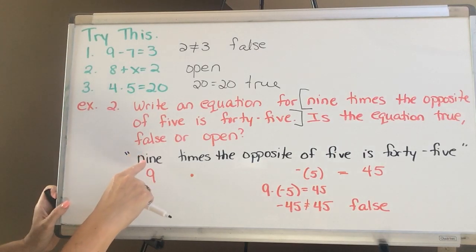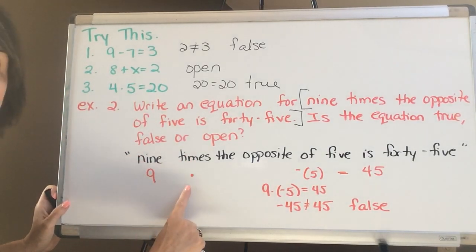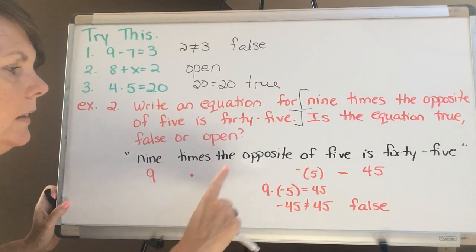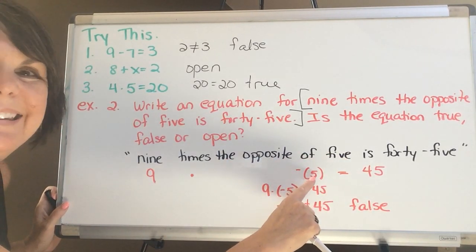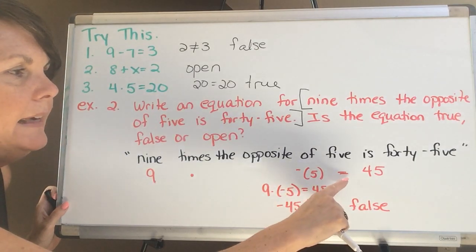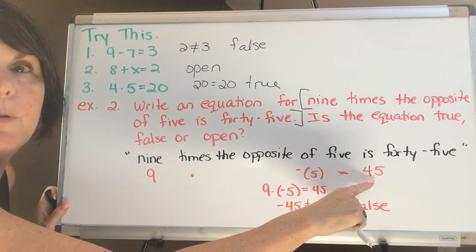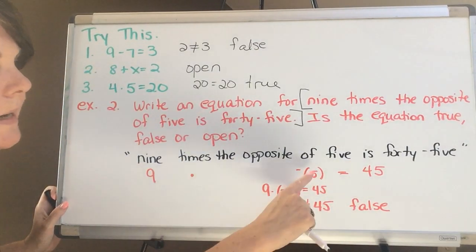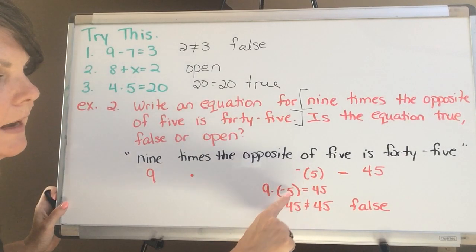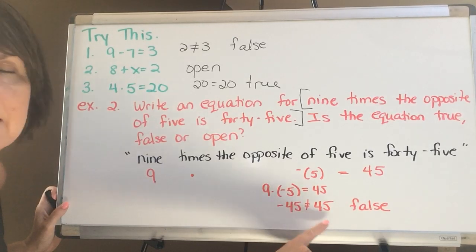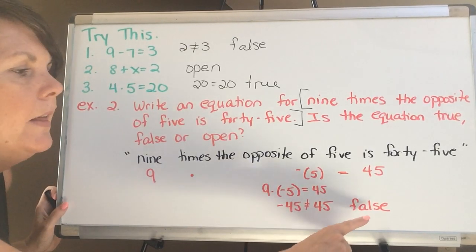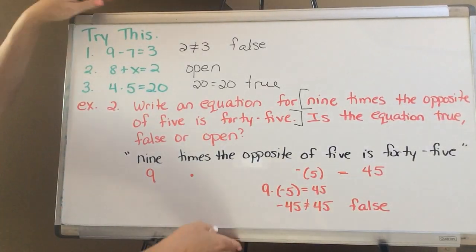Okay, so 9 times is the times symbol. I'll use the dot. The opposite of 5, that would be a negative 5, means equals 45. Well, 9 times the opposite of 5 is negative 5. 9 times a negative 5 is a negative 45, and that does not equal 45. That is a false statement.